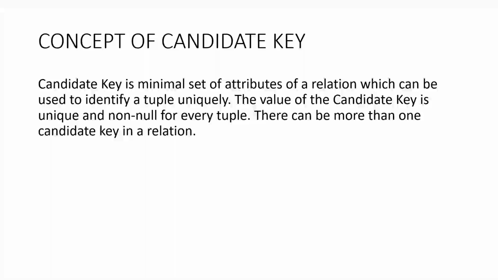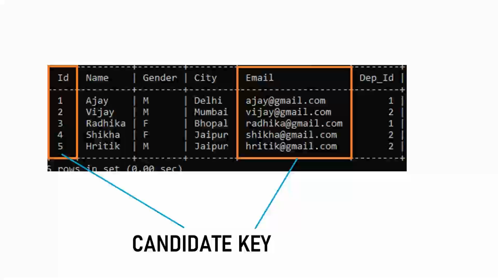Concept of candidate key. Candidate key is a minimal set of attributes of a relation which can be used to identify a tuple uniquely. The value of the candidate key is unique and non-null for every tuple. There can be more than one candidate key in a relation. For example, here ID is the primary key in the table, but email can also be used as a primary key. So it comes under candidate key as this is unique and can be used as an alternative to the primary key.